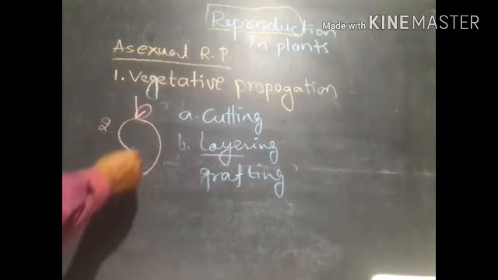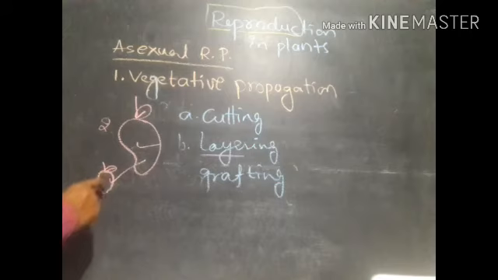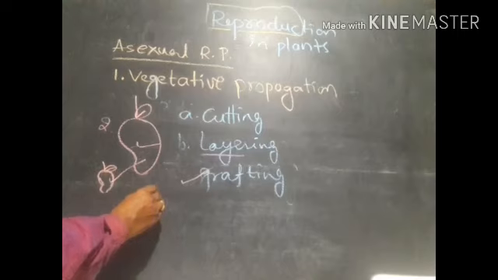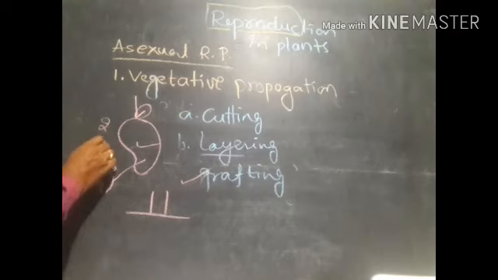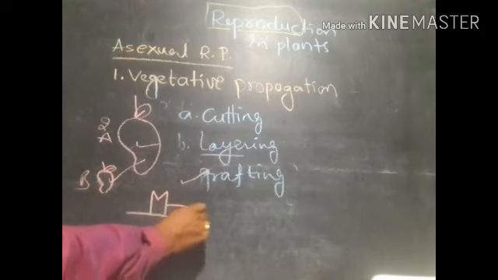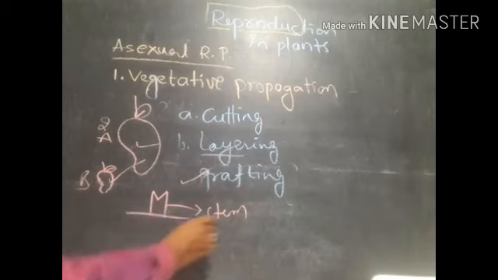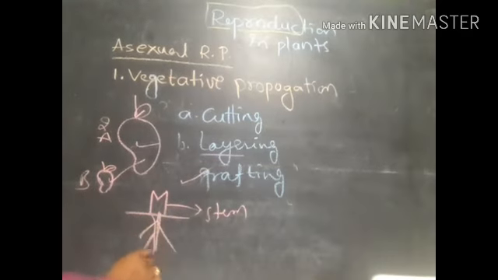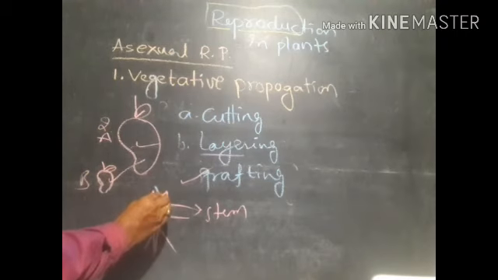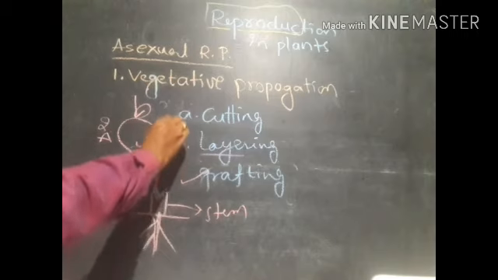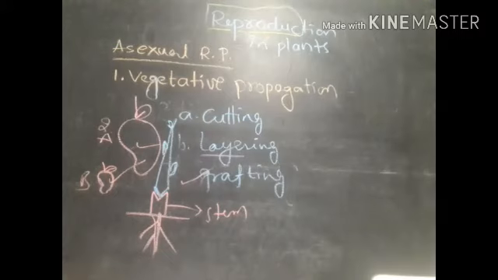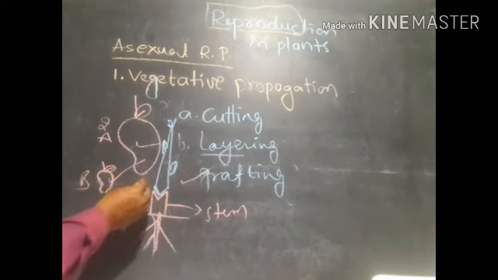Now, if you want big size with good taste, then you can prefer the method grafting. So here, first you select both A and B plants. For example, for A plant, you make a cut in the stem. So here it is the root. Now, plant B should be cut in the same shape with a node, at least one node.